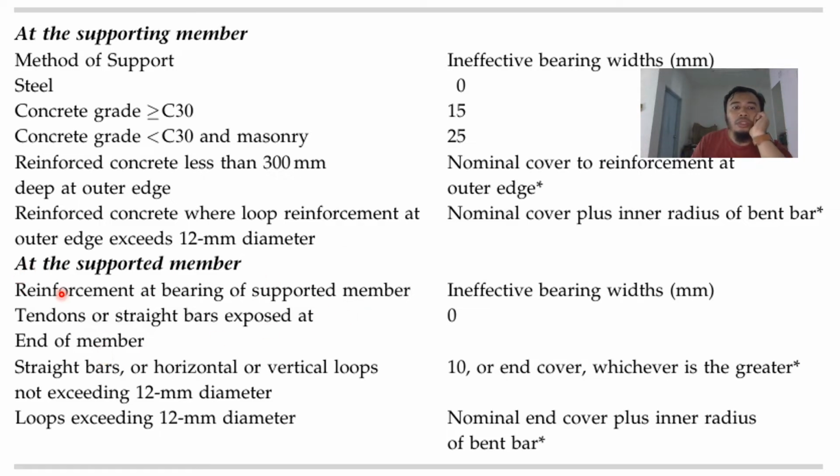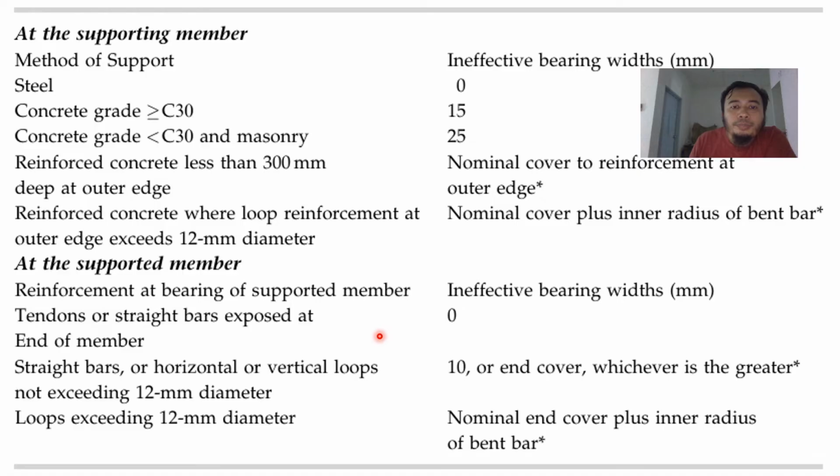So the beam is a reinforcement at bearing of the supported member. If the tendons or straight bar are exposed at the end of the member, there's no ineffective bearing width. So basically, if you have a post-tensioned or pre-stressed beam, the tendons are exposed up to the end, so there will be no ineffective bearing width and you don't need to subtract anything. But if it is a simple beam, with straight bars and horizontal vertical loop, you need to subtract 10, and so on, and go through here.